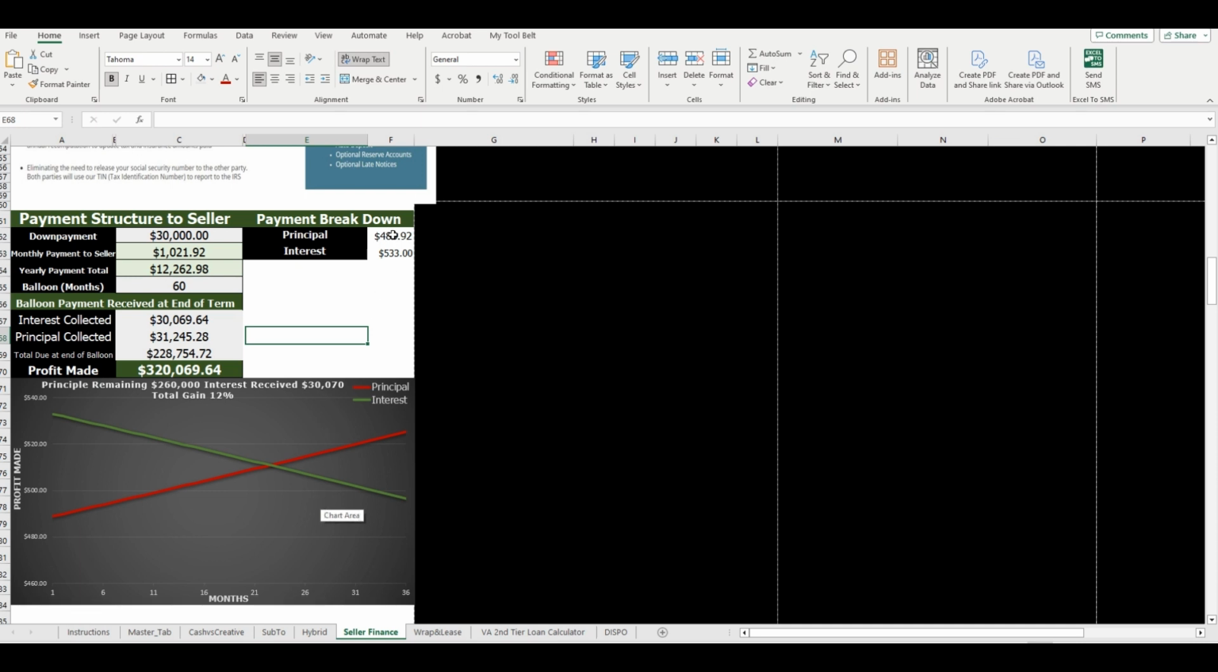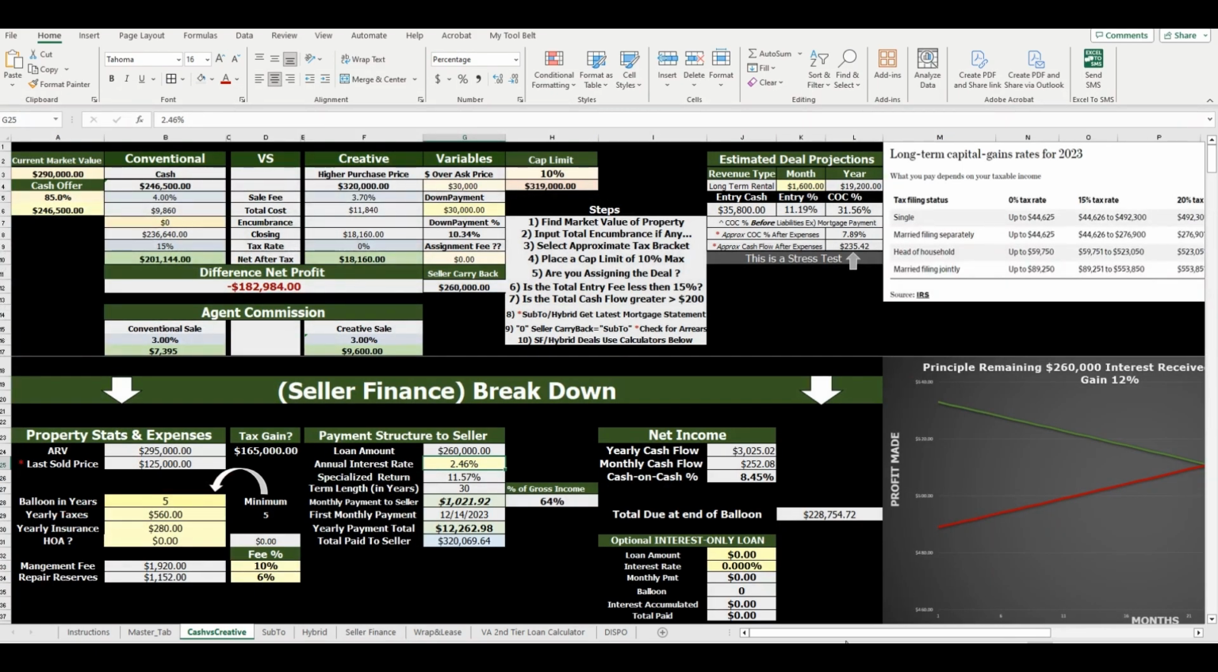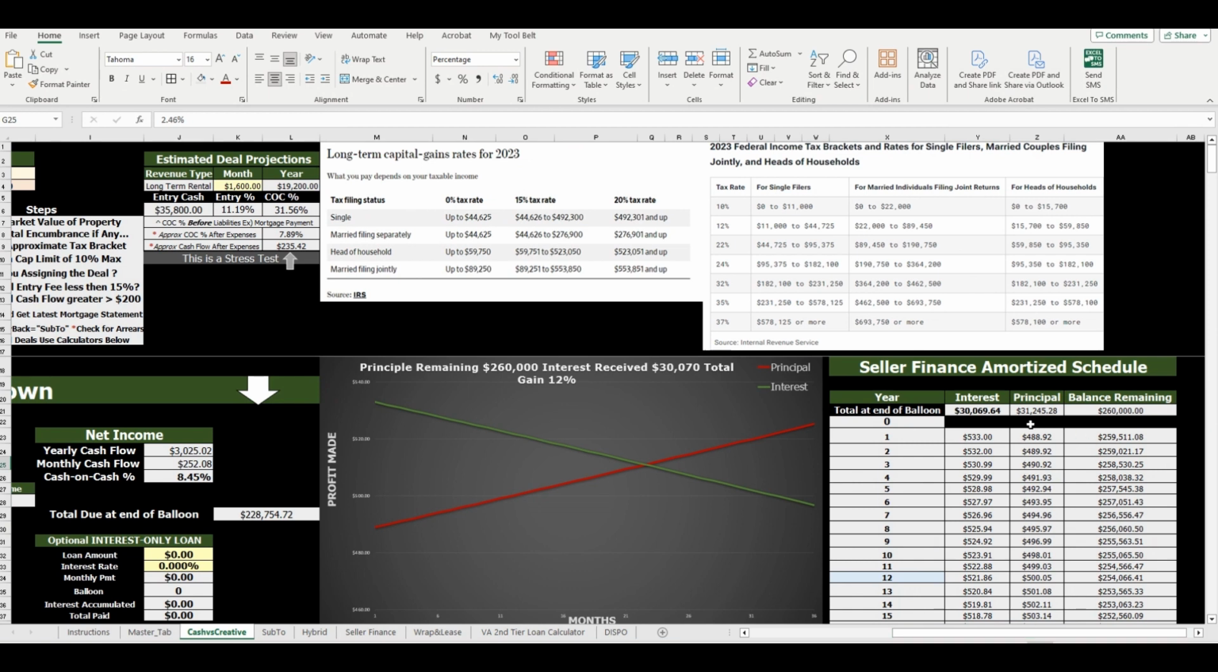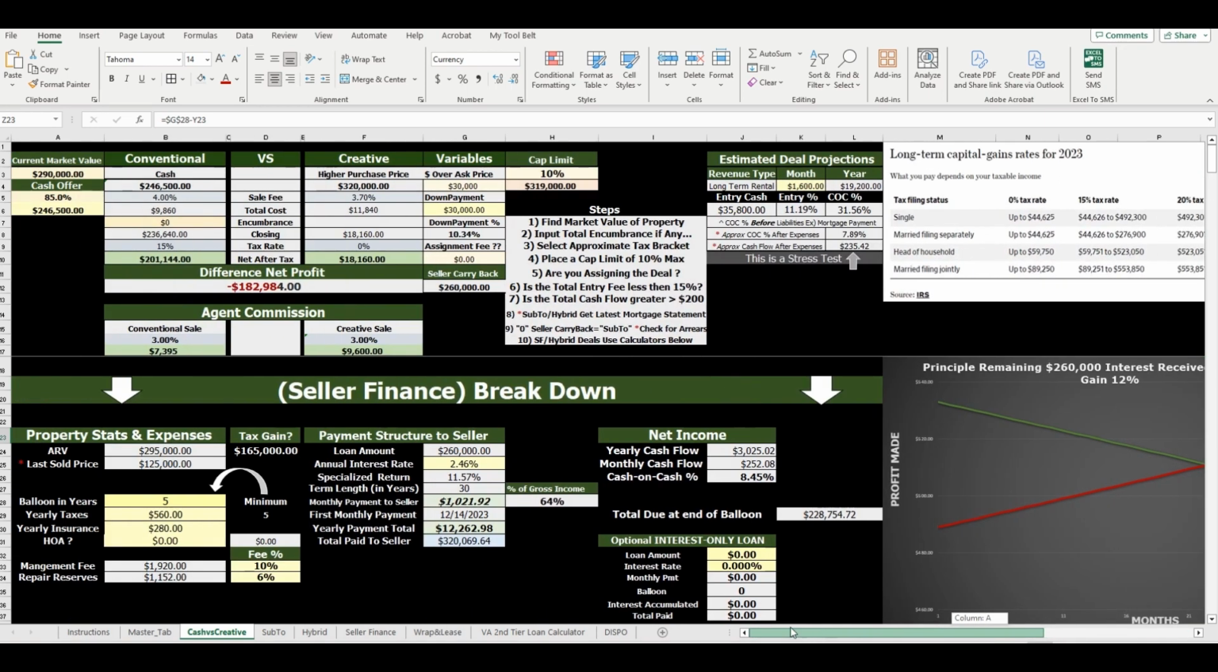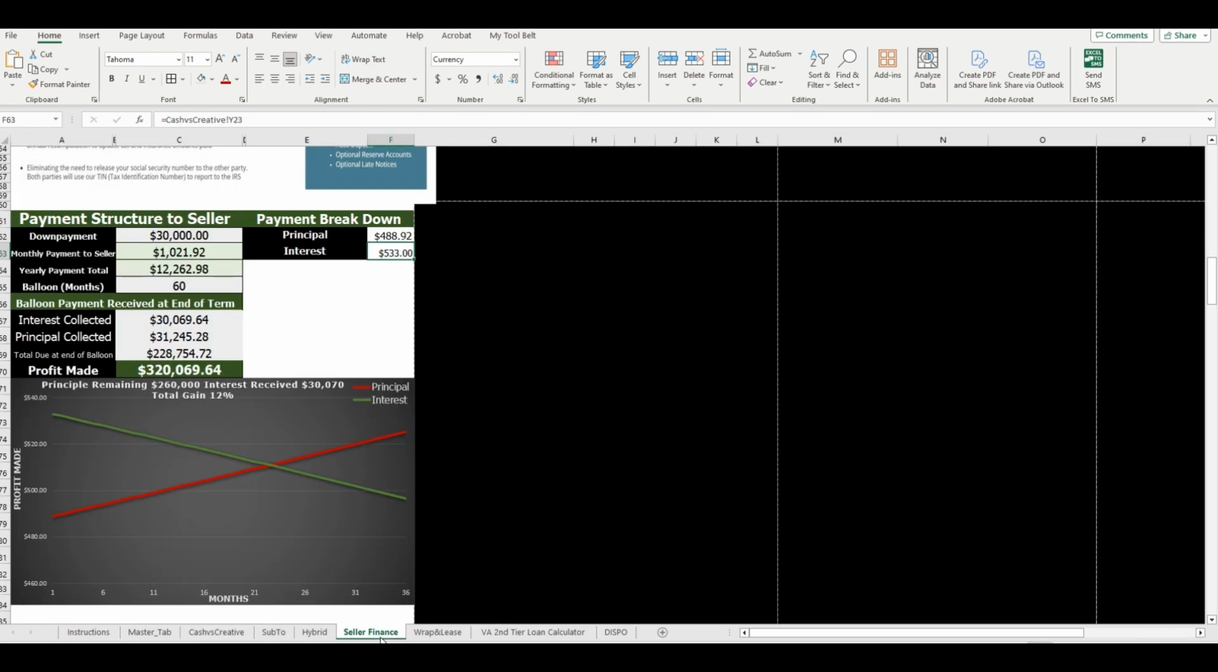So we've got the payment breakdown here of $488 for principal and $533 for the interest. That information is coming off of these two tabs here, so it's just grabbing from the first month. Of course, principal will go up over time and interest will go down over time. What we are simply doing is showing them their highest return on the interest, which is $533 for the first month.